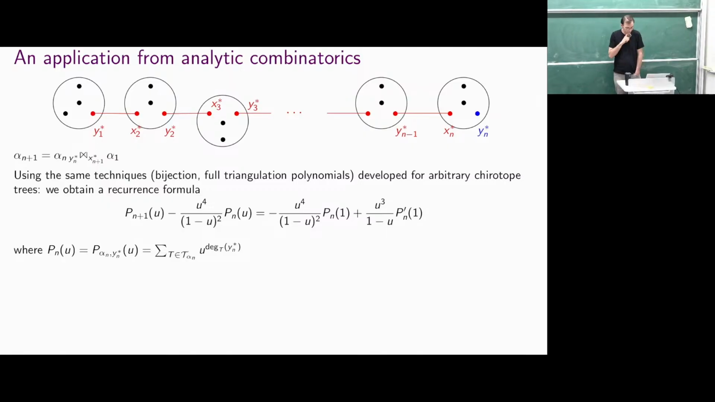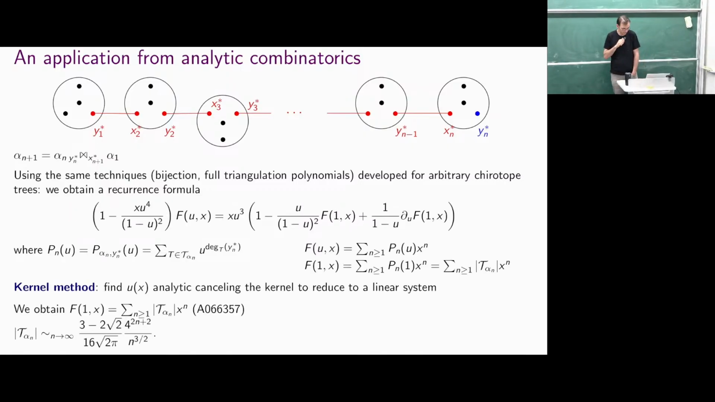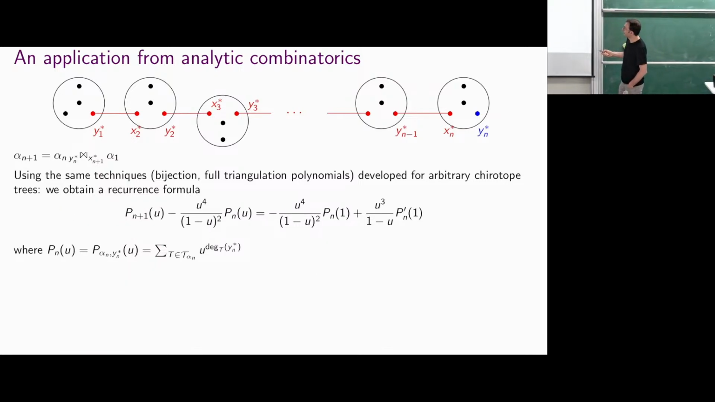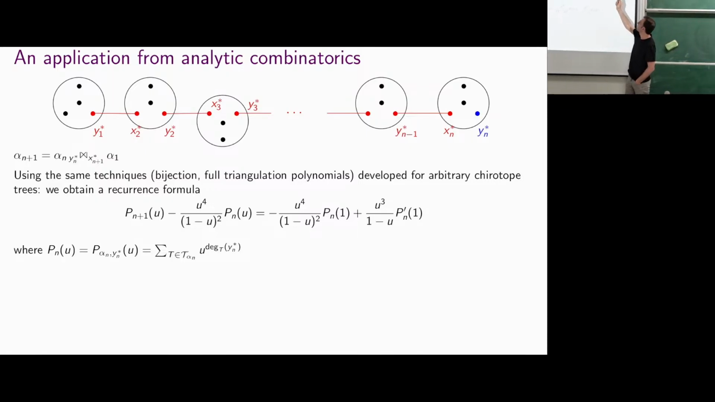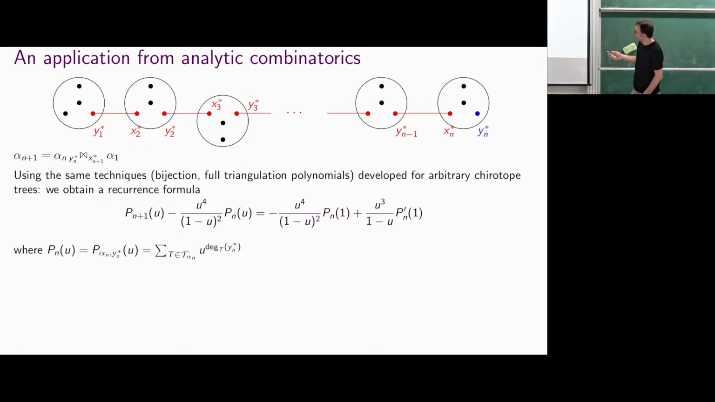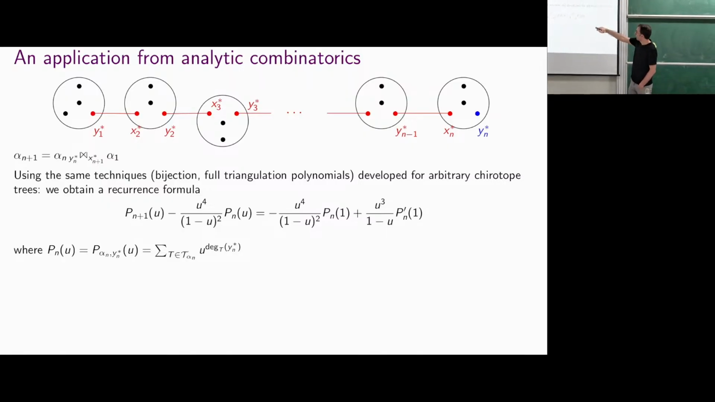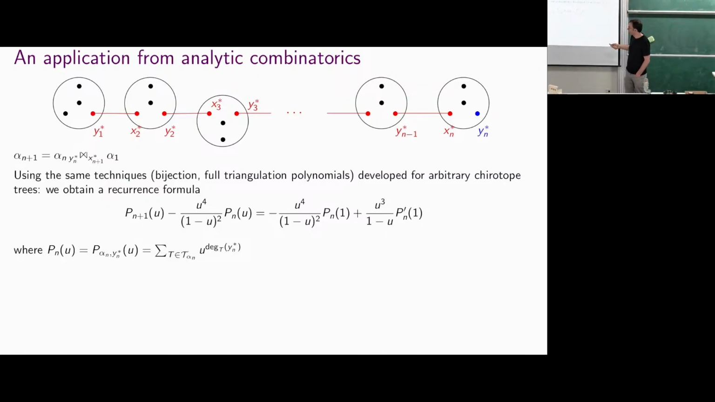This is an example of what's called the kernel method in analytic combinatorics. So basically, you write P_n of u, which is just a generating polynomial of this chain when you have n nodes, where u is counting the degree of this node. And you get this recursion coming from this definition. And what you can do is you introduce another variable. I think they call this a catalytic variable.